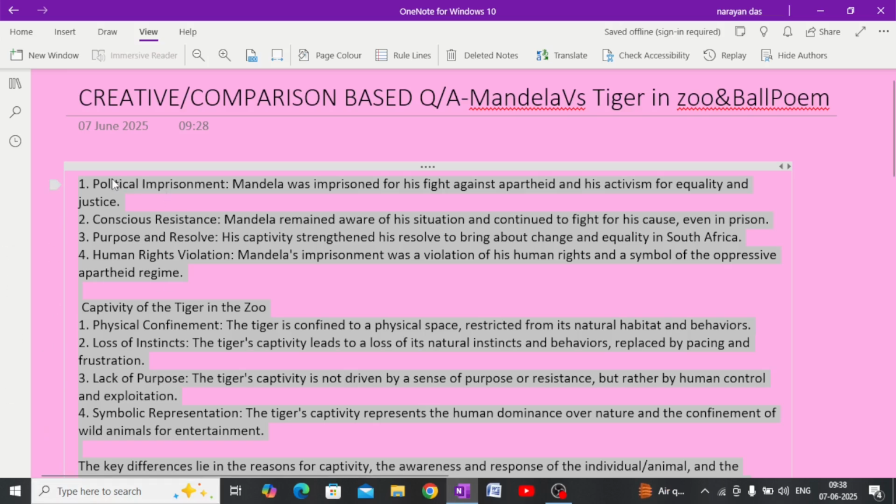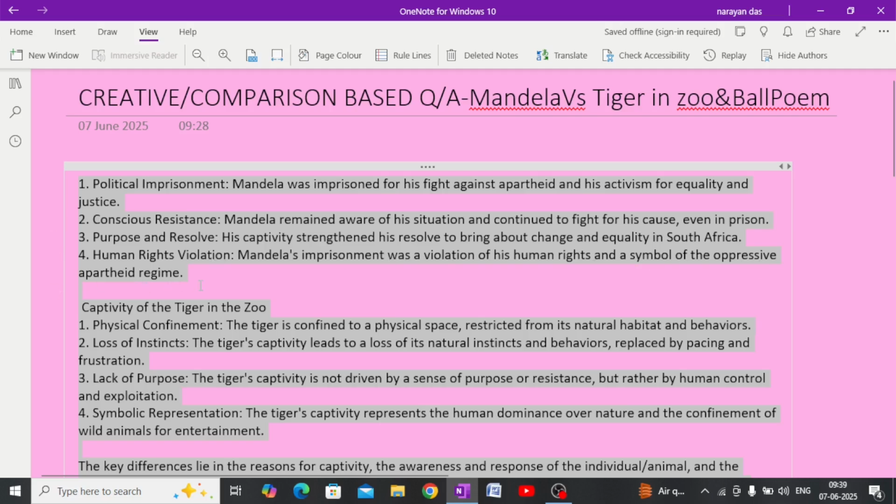Number one is political imprisonment. Mandela was imprisoned for fight against apartheid and his activism for equality and justice. Conscious resistance. Mandela remained aware of his situation and continued to fight for the cause even in prison. Number 3. Purpose and resolve. His captivity strengthened his resolve to bring about change and equality in South Africa. Point number 4. Human rights violation. Mandela's imprisonment was violation of human rights and symbol of oppressive apartheid regime.